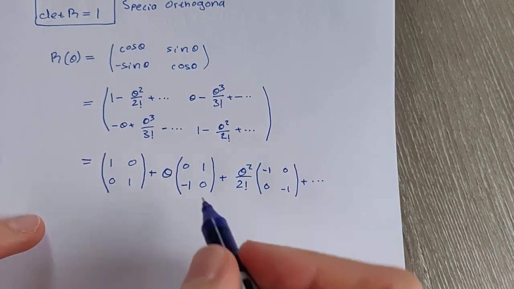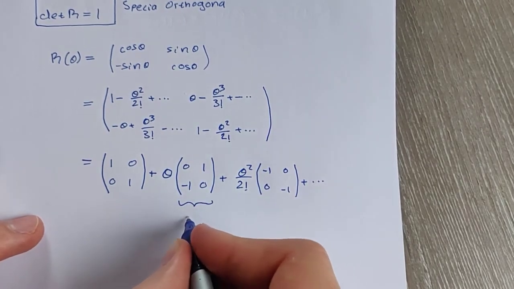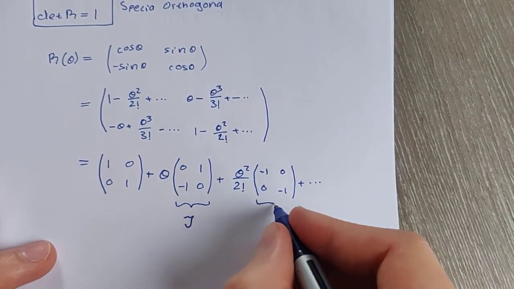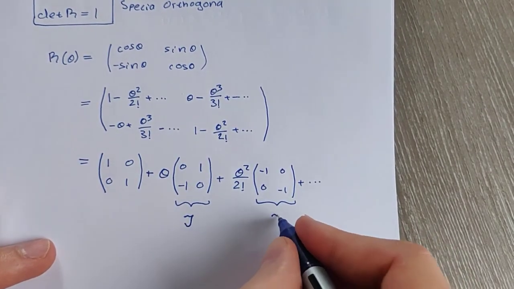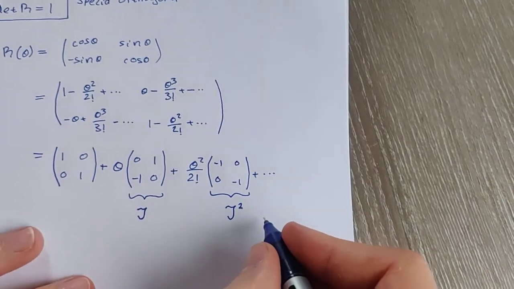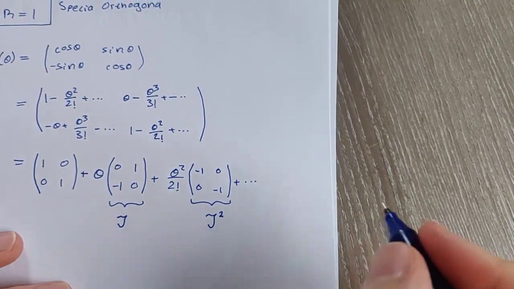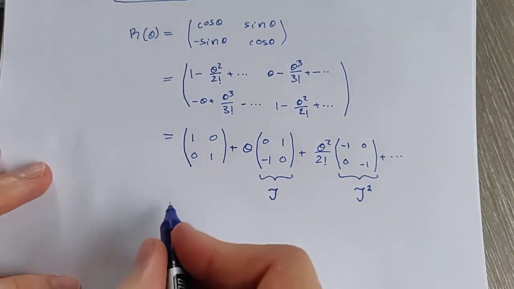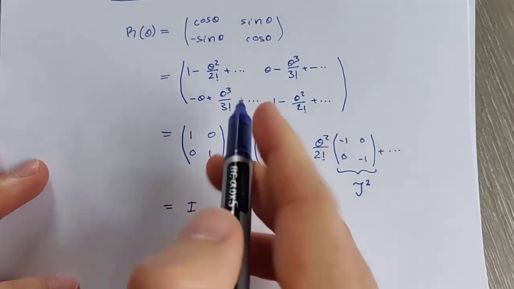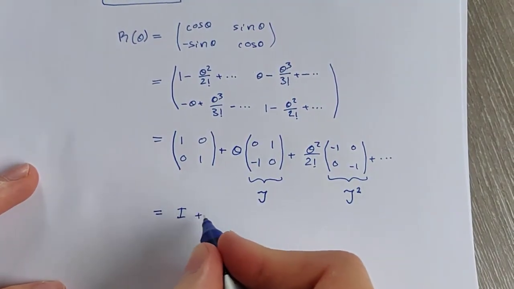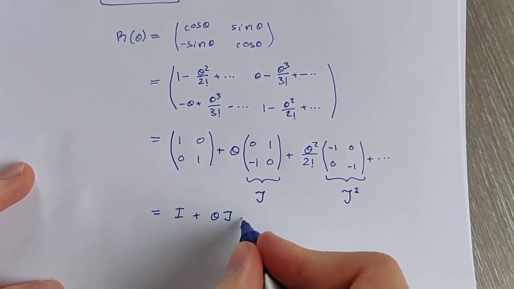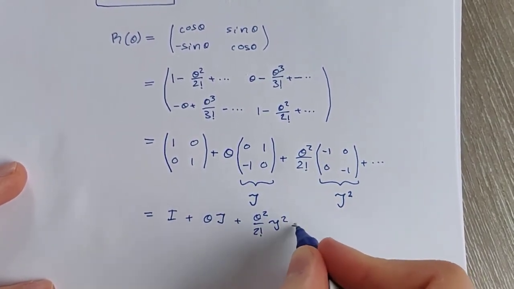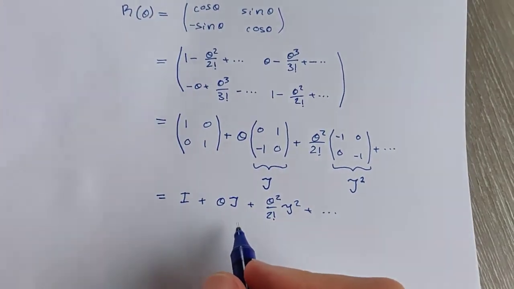Now, the amazing thing here, and you can see this for yourself, it's not a proof, I'm just telling you and you have to believe me, is that if I take this matrix and call it J, the corresponding higher order matrices will just be J squared, J cubed, and so on, which is absolutely mental. So you can essentially write this whole matrix as just the identity plus theta J plus theta squared over 2 factorial J squared plus dot dot dot and so on.